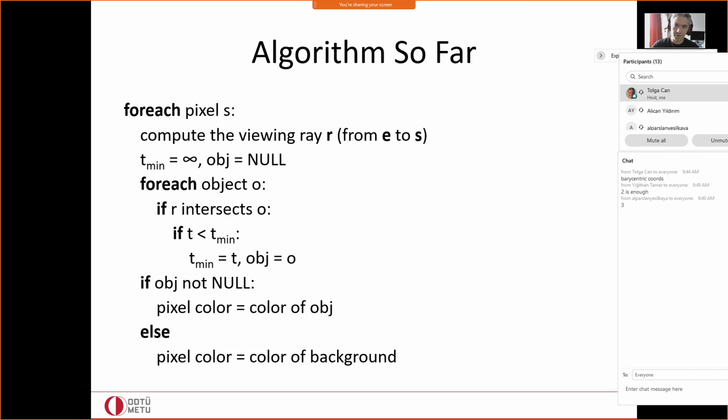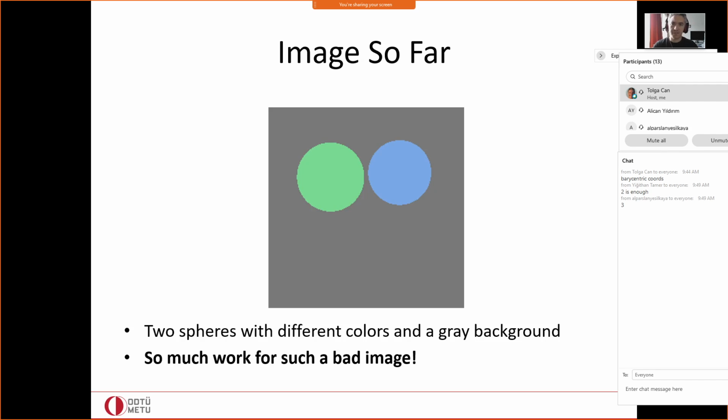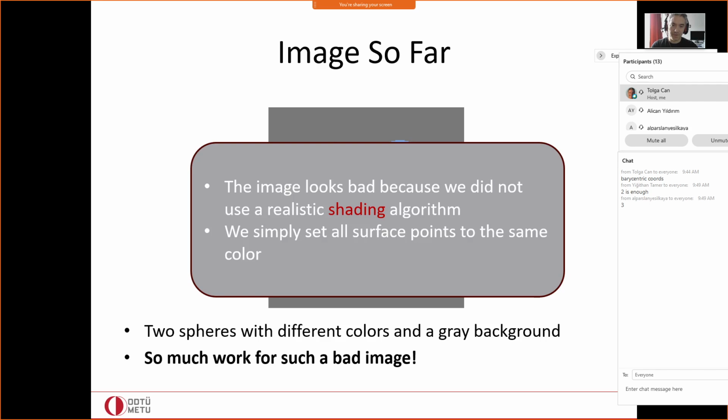We are going to have our break soon in a couple of minutes. So yeah, the image looks like this. This is a lower resolution image, but we have seen how the image looks if we just assign the color as is. So much work for this bad image. We didn't use a realistic shading algorithm.